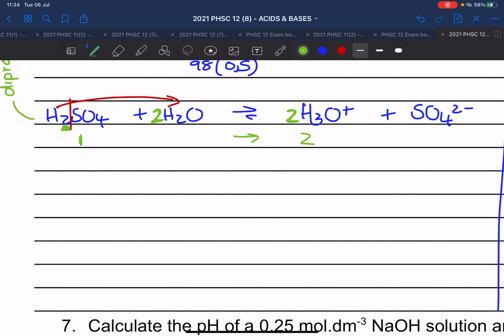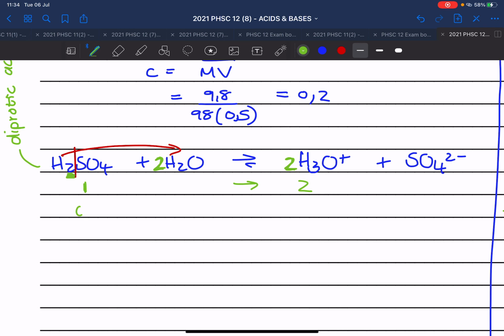Okay, we saw that the concentration is 0.2 and the ratio is 1:2. So, hoeveel gaan jy kry van hom? Dis 0.4.